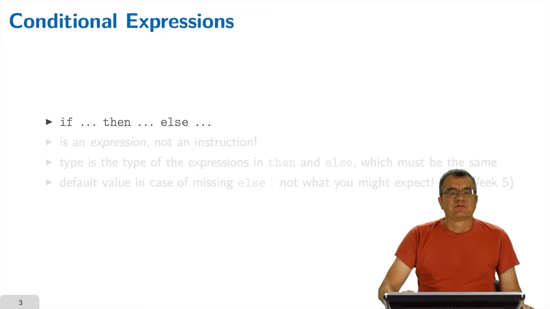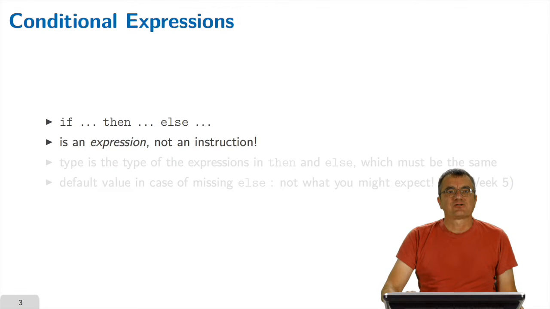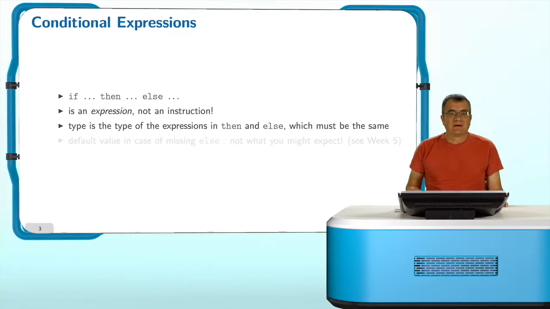A first construction which is very important is the construction of a conditional expression, which is always written if condition, then first expression, else second expression. Here it is important to note that this construction always gives you an expression and not something which could be called an instruction. An expression always has to have a type, which means that, of course, the condition has to be of Boolean type, and furthermore, the two expressions that you have in the then and in the else part have to be of the same type, and this type will give you the type of the complete conditional expression.